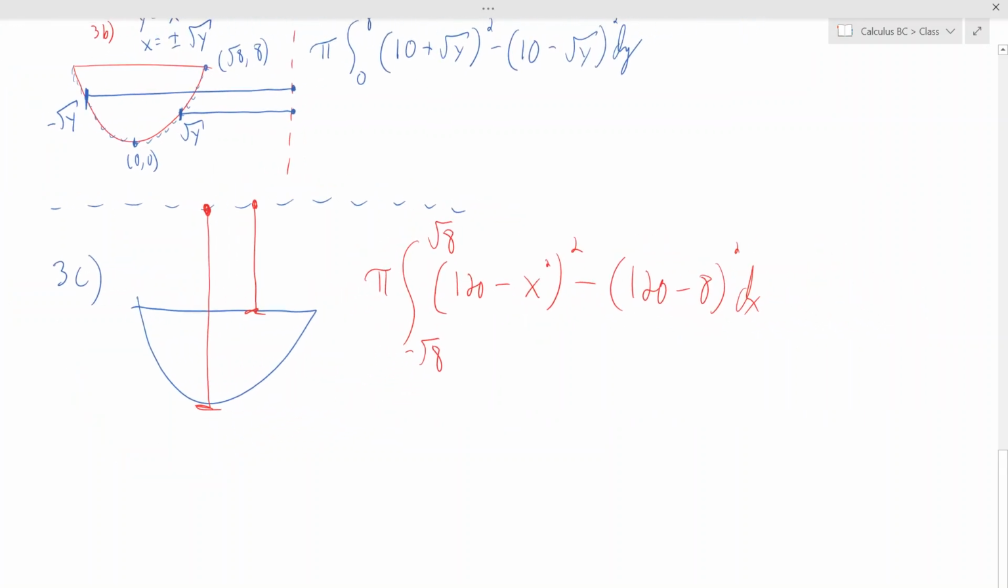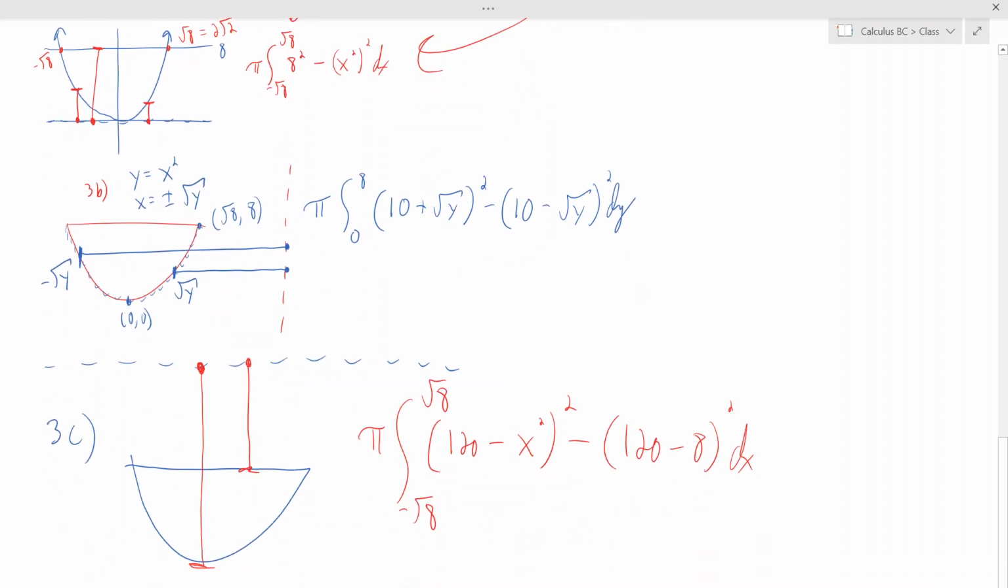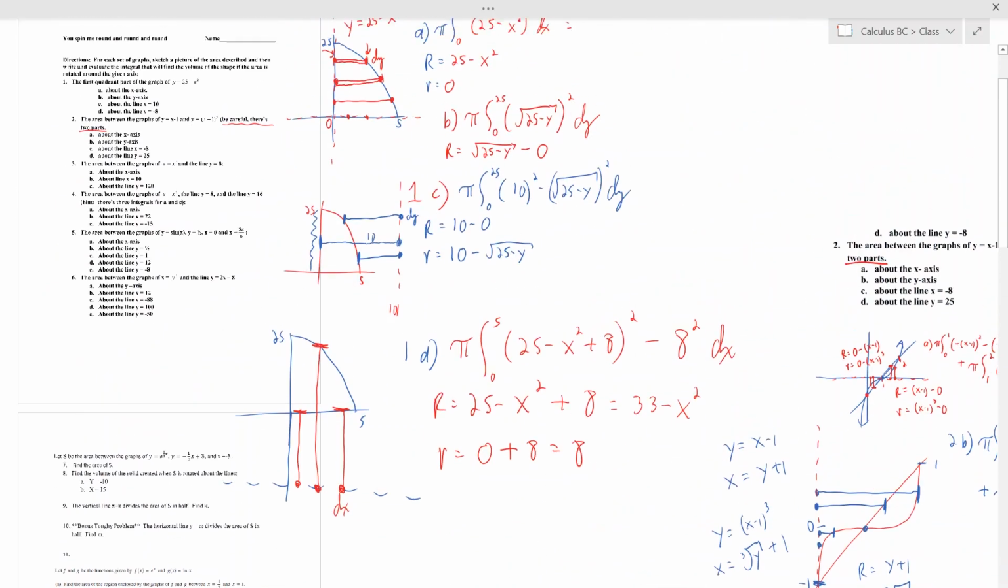So once you rotate one shape, like let's go back up to the first time, right here. Once you rotate the shape around a horizontal line, that was the x-axis, the limits don't change if you rotate it around a different horizontal line. What changes is the radii, and that's just what we're subtracting. Okay? So let's see here.